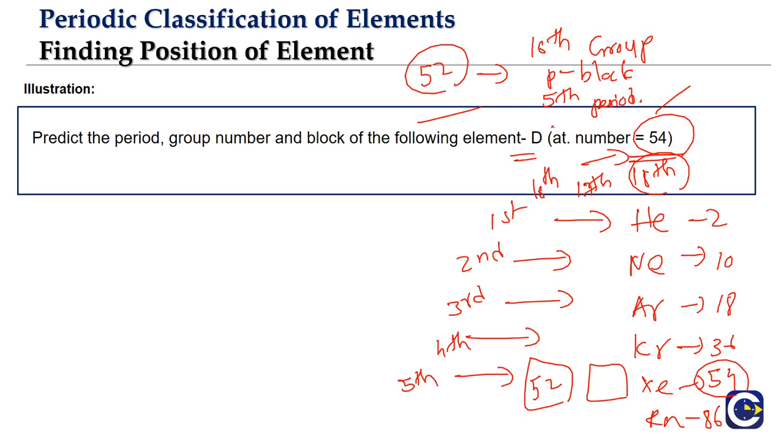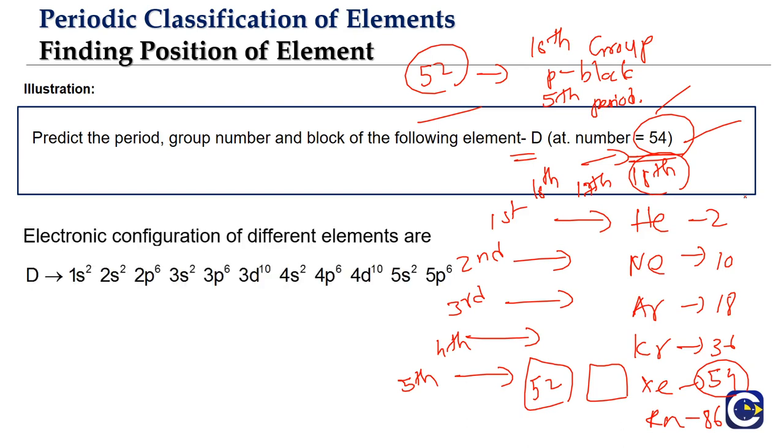Look at the question. The question they are giving us is 54, right? Means this element is nothing but xenon. It belongs to the 18th group, the 5th period, and P block. But the same question we can also answer by following our original method. What is the original method? By writing the electronic configuration.